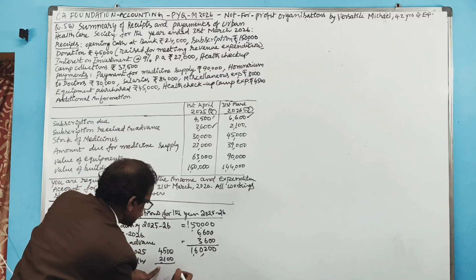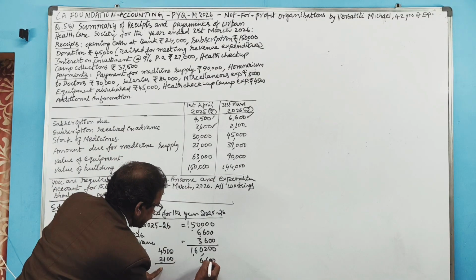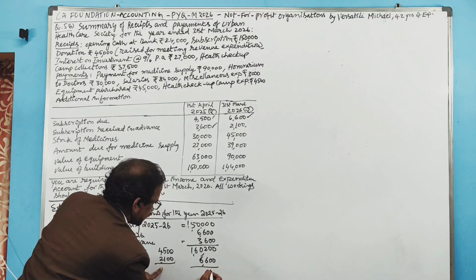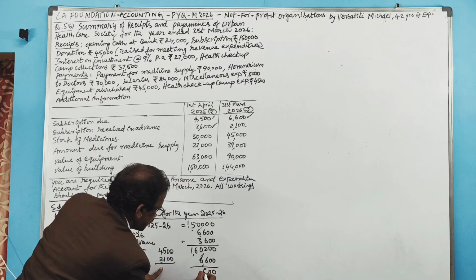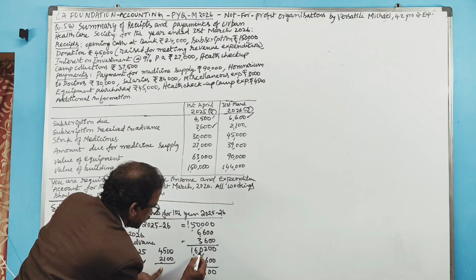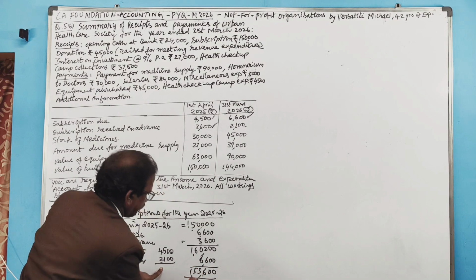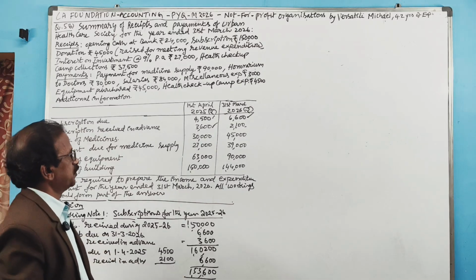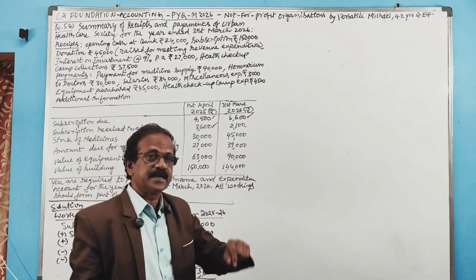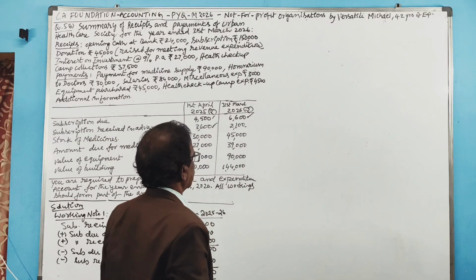Now this total 6,600. Subtract. That gives 1,53,000. This is to be taken on the credit side of income and expenditure account. This is the first working note.